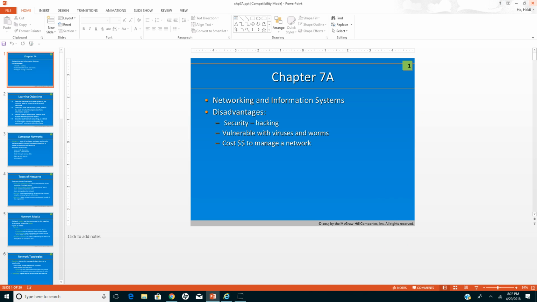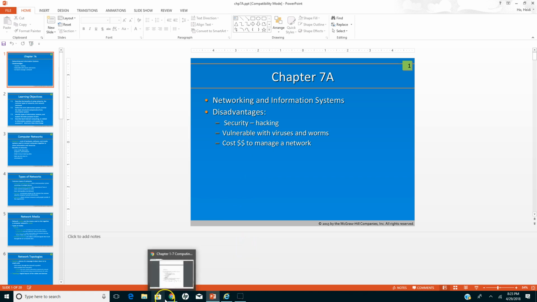The third disadvantage of having a network is that it costs money to manage. Many organizations purchase millions of dollars of equipment. However, if we do not invest in the human capital, then we may have some issues along the road. Therefore, we also have to invest in the human capital, and that costs money to maintain the networks.